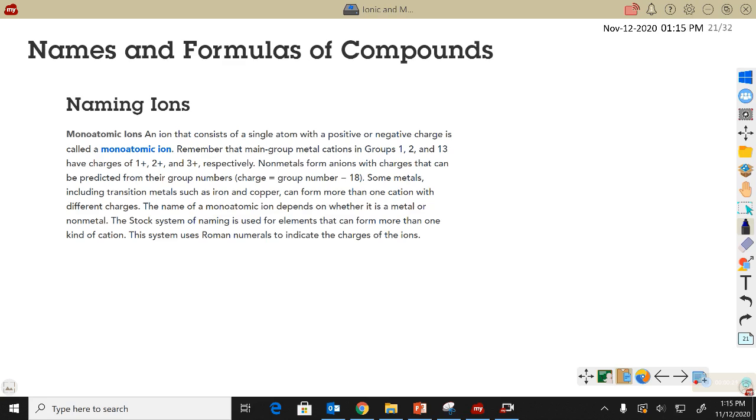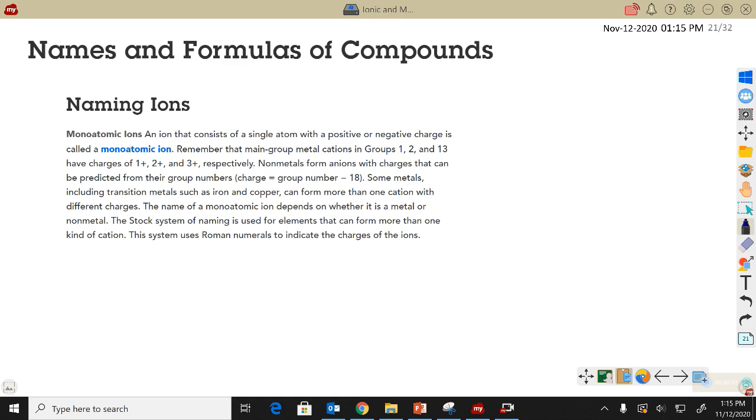So now I want to jump ahead a little bit. This is experience 5, so we're looking at page like 95-ish in the book. And I want to look at how to write names and formulas for ionic compounds. So while the ionic concept is fresh in our head, let's talk about writing the formulas.